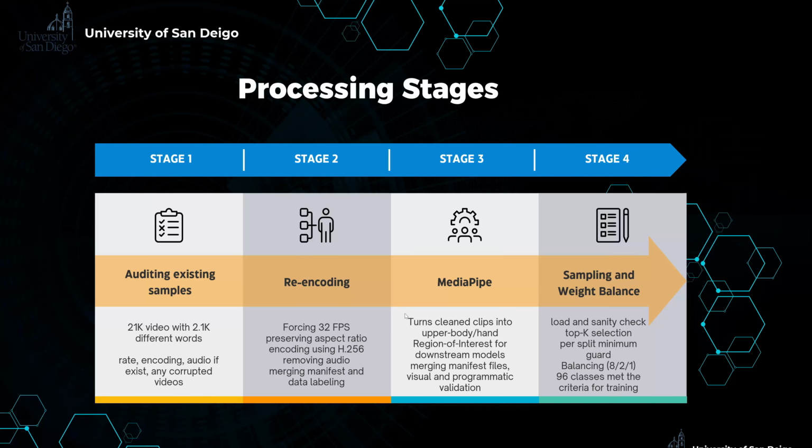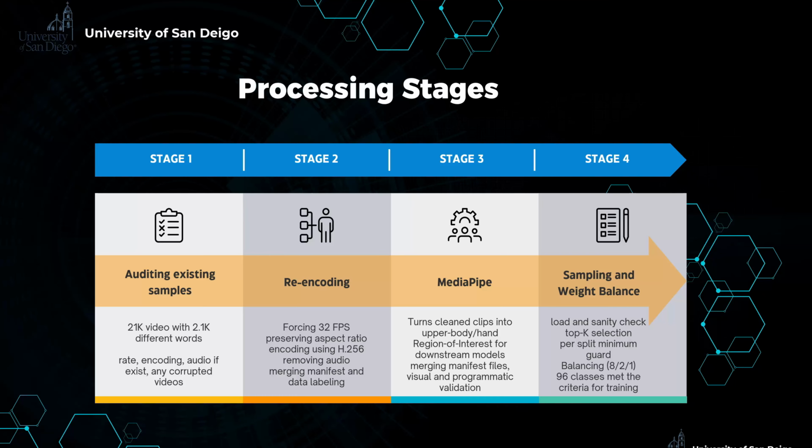Our pre-processing pipeline has four main stages. In stage one, auditing, we run programmatic checks over all 21,000 clips to detect missing files, corrupt videos, and inconsistent frame rates or encodings, with spot visual checks for edge cases.